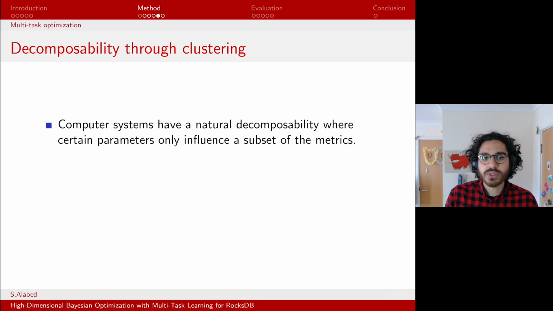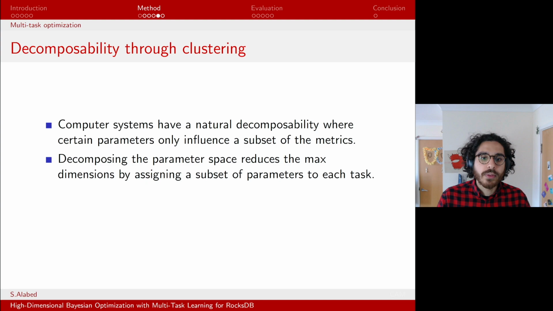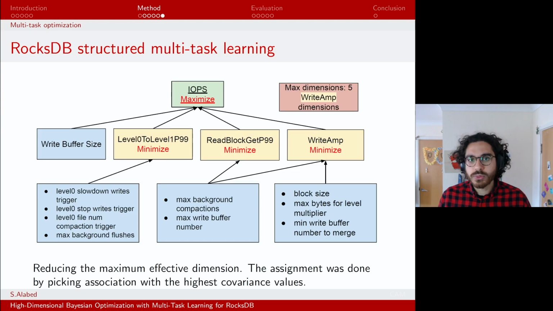As experts already know, certain parameters only impact a subset of the system. For example, a level-based parameter will only impact the level metrics, which makes sense because these levels only come into effect when the system is doing a compaction from level 0 to level 1. So we try to inject this knowledge using manual clustering, and in future work we could introduce unsupervised learning here. So what's the structure we derived for this paper?